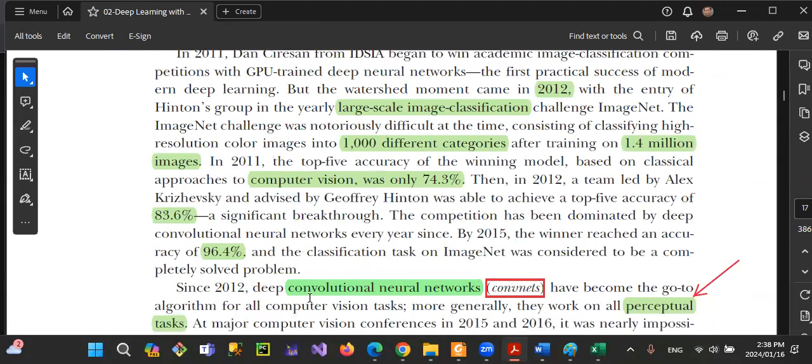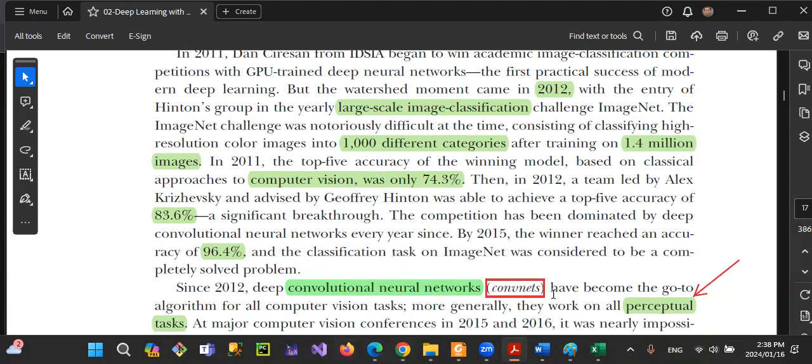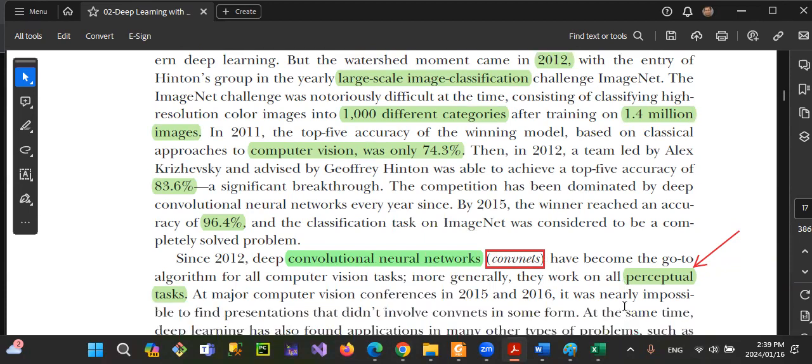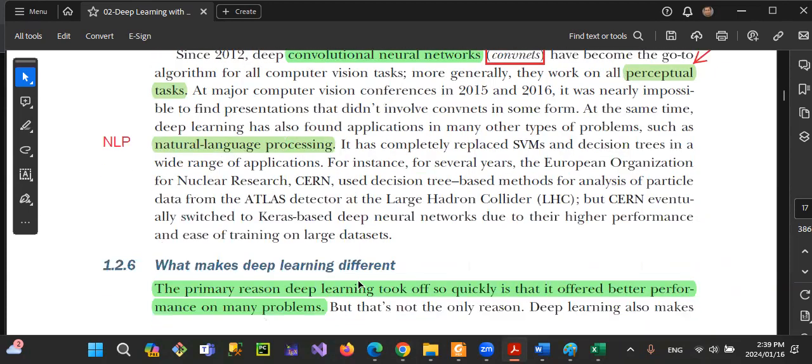The complete name is convolutional neural nets, for short they say CNN or ConvNet. We are going to see ConvNet many times in chapters 3 and 4. And NLP is one of the subsidiaries that we use.